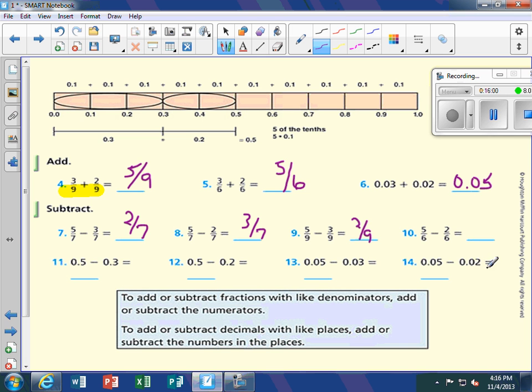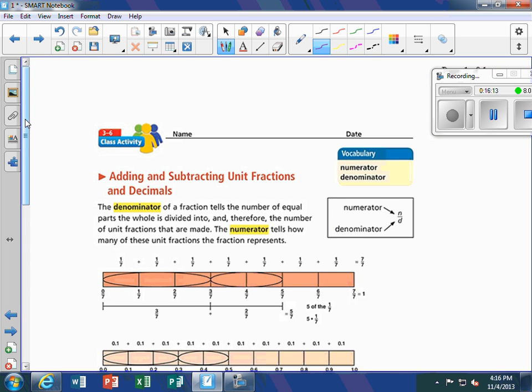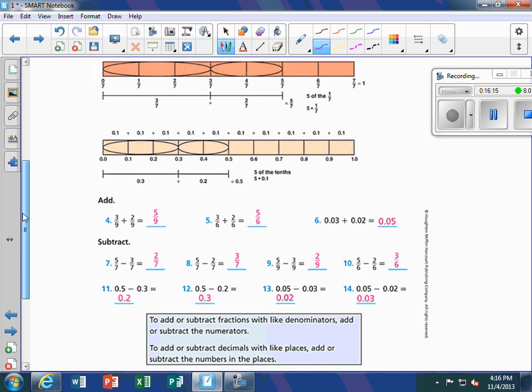Pretty simple. To add or subtract decimals with like places, add or subtract numbers in their places. That's what it's saying here. For example, number 14, go ahead and copy that down as well. If you were to put that right there, you would have 0.03. All right. And those are the answers there.